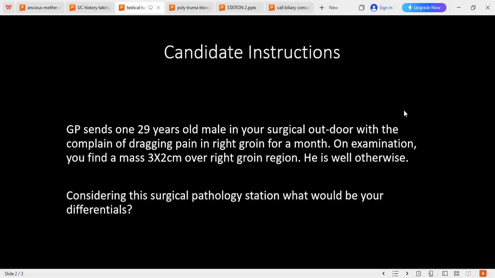Last question: what are the most common sites of metastasis for a testicular tumor? The most common sites are the para-aortic lymph nodes, liver, and lungs. Right, good, thank you. Excellent.